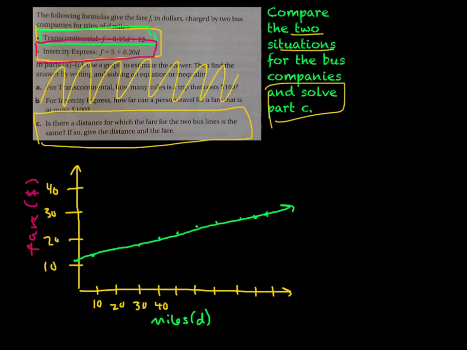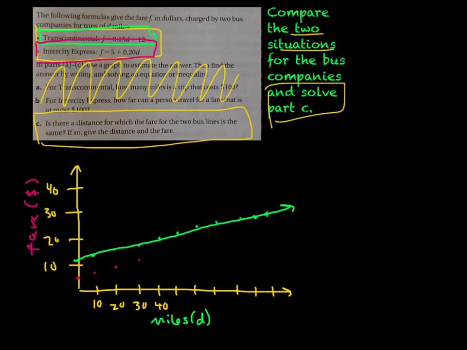Let's look at Intercity Express now, and I'm going to do that in this funny little red color. We start no matter what at $5 for this company, and it looks like we add 20 cents per mile. So if we had 10 miles, we'd be adding $2, so then we'd be at $7. At 20 miles, we'd be at $9. At 30 miles, we'd be at $11, and so on. So I'm now going to add those in.